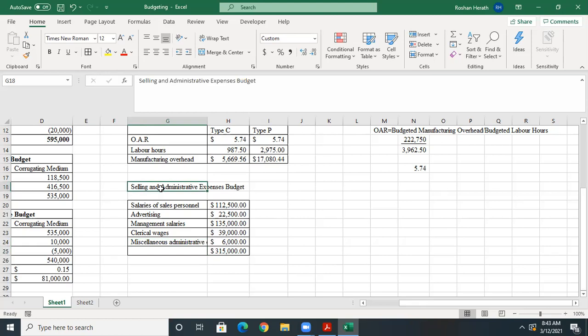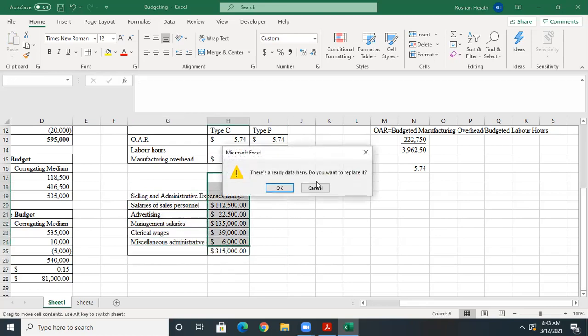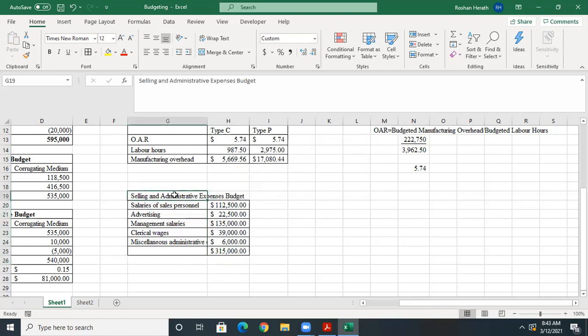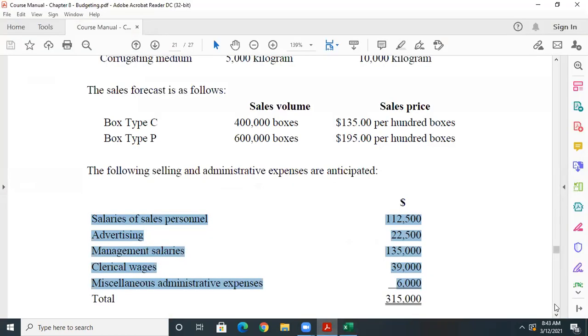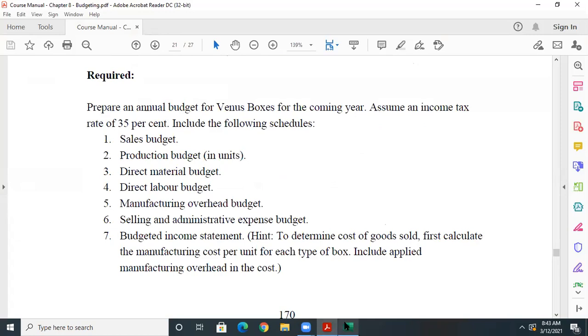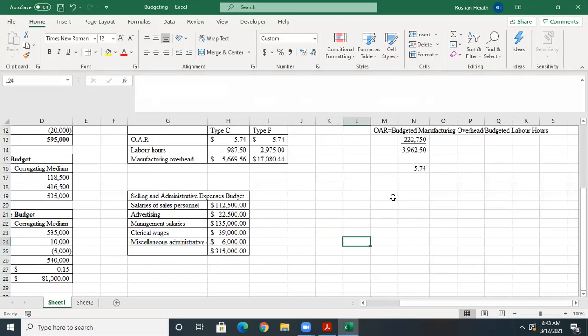So this is it. So nothing much to do. So with that, we are done with all the budgets. So now we can look at the final requirement. It's about producing the income statement. So, budgeted income statement. Okay, let us do that. The budgeted income statement. So let me take it somewhere over here.